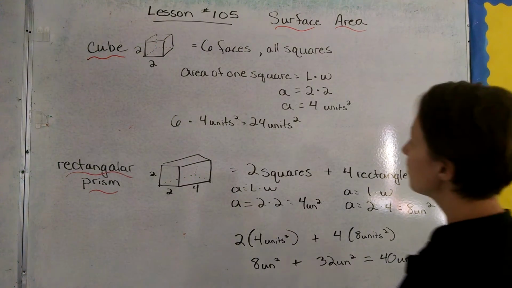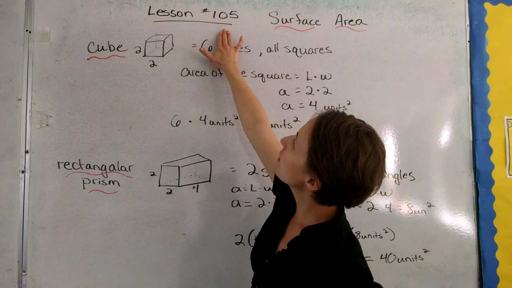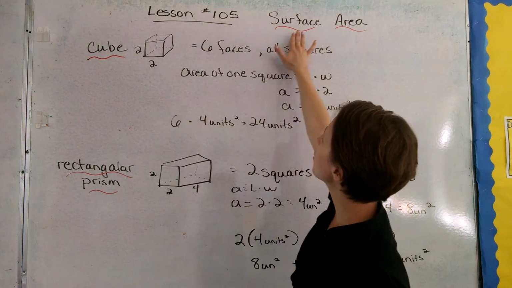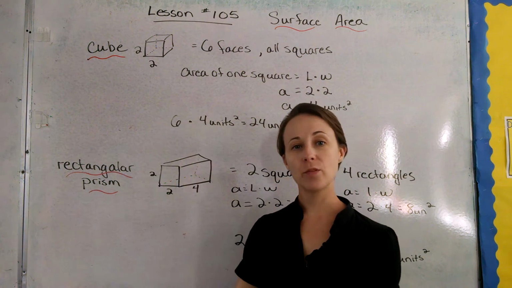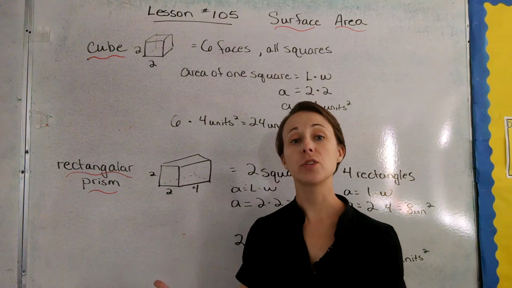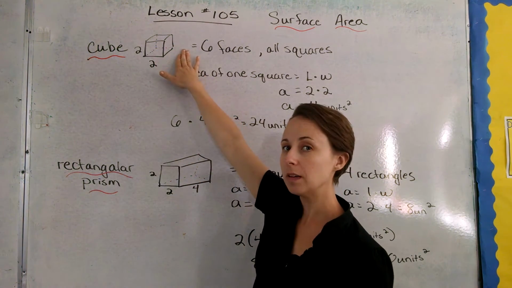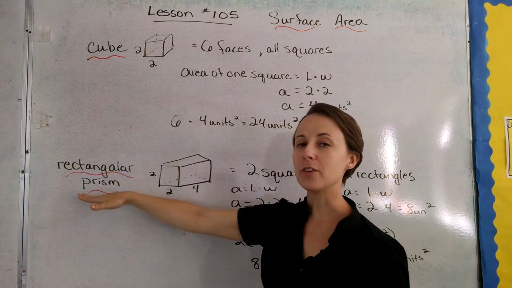This is Saxon Math for 6th grade. Today we're doing lesson 105, surface area. There's going to be several videos because we're going to talk about how to do the surface area of not only a cube, which we've done before, but of some other shapes as well.